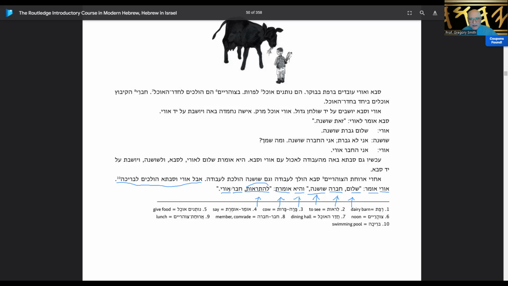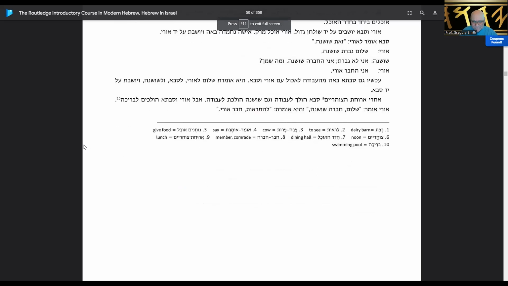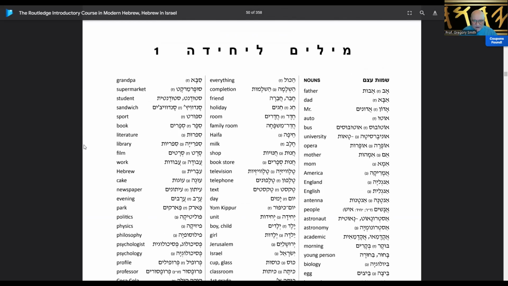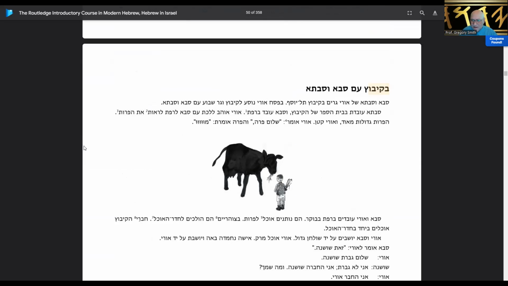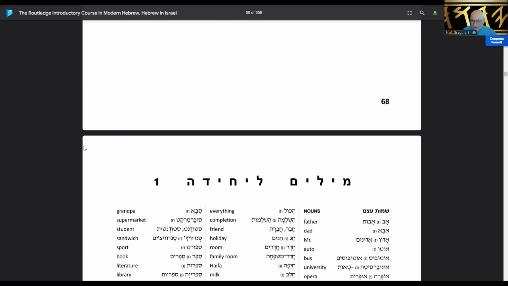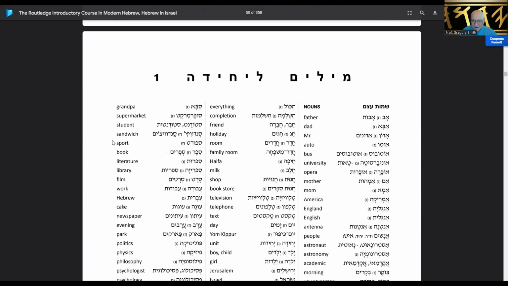Interesting. That was a neat little essay. I enjoyed that. I hope you guys enjoyed that as well. A lot of new vocabulary words were introduced in this unit 1. That finishes the last lesson of unit 1. And now we have these Hebrew words, milim layehida, which is like the unit words.